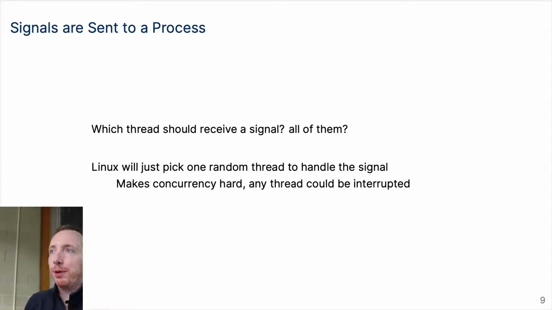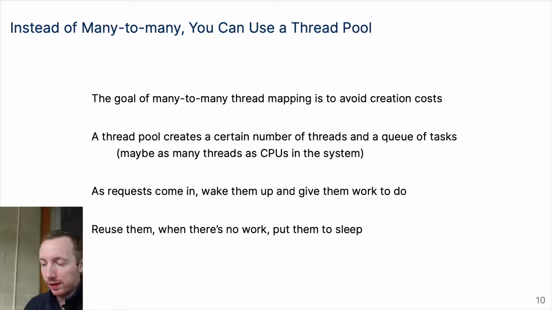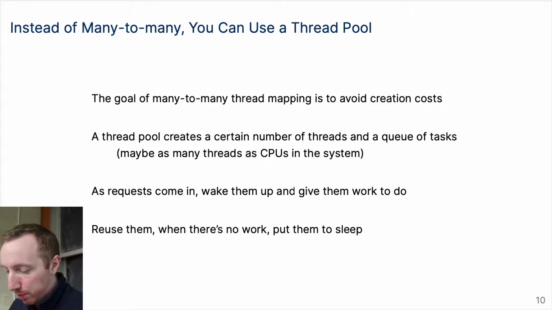But you don't have to worry about that until Lab 3, where you actually have to deal with signals. The nice thing about signals for you in Lab 3 is you have user level threads, so you only have a single process, and you know that your one process is going to be the thing that gets the signal. So it's a bit nicer for you. Okay, so this is the default thing. Instead of having many-to-many, one common technique is to use something called a thread pool.